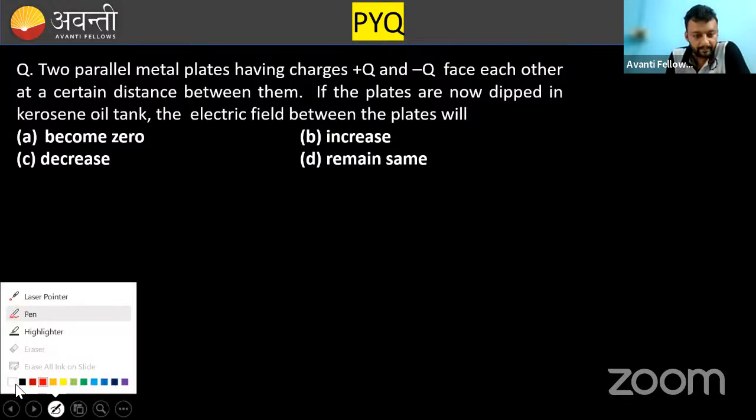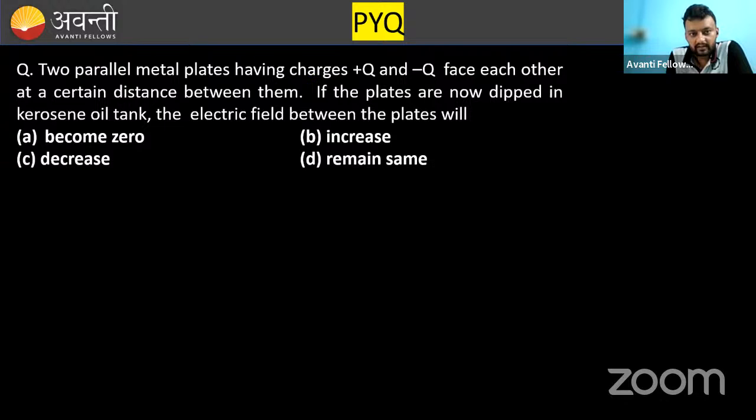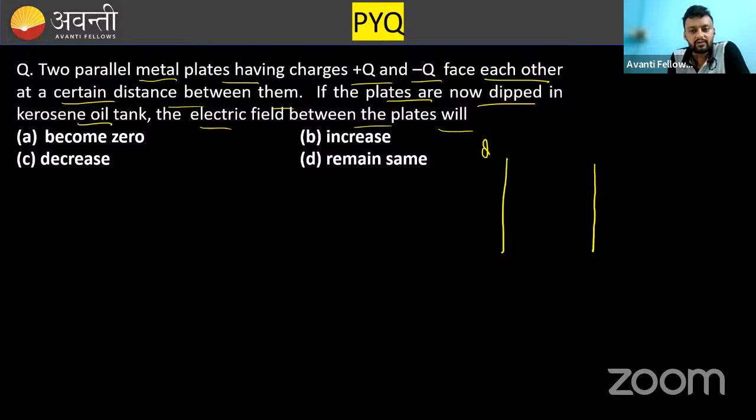Now, again, what is the question? Two parallel metal plates having charge plus Q and minus Q, I mean, they are talking about capacitors, at a certain distance from each other. If the plates are now dipped in a kerosene oil tank, the electric field between the plates will. I hope I told you that this is the capacitor, this is plus Q, this is minus Q, and the field between these plates is from positive to negative, and the magnitude of the field is sigma by epsilon naught. Clear? Sigma is Q by A, obviously.